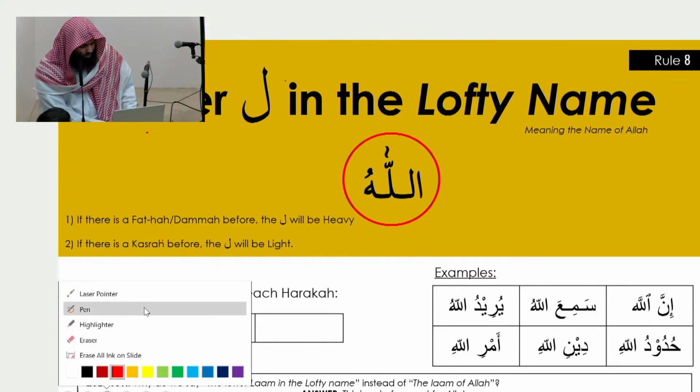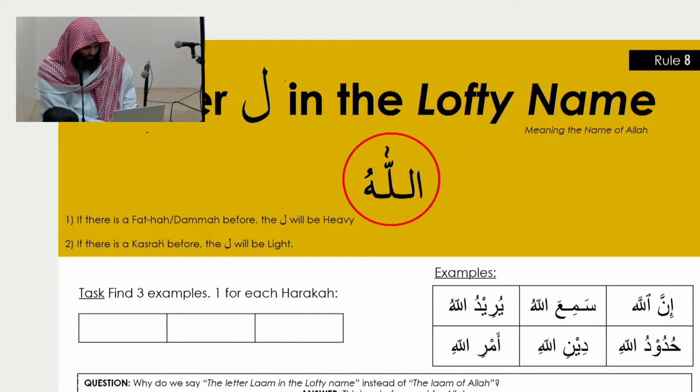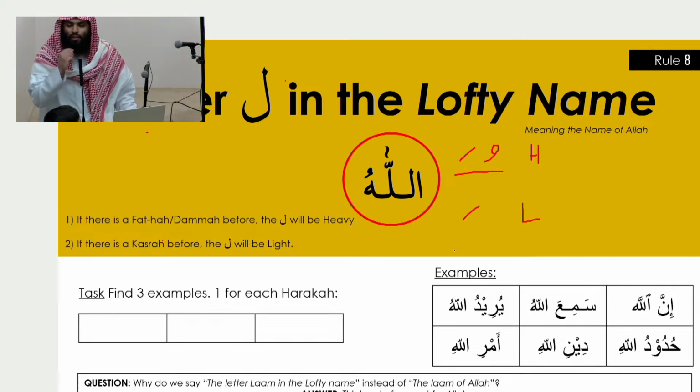So, if there is a fatha or a dhamma before it, if that is the case, then it will be heavy. So I'll put an H next to it. And if there is a kasra which is underneath, then it will be pronounced in a light manner. For example, you've got examples over here.